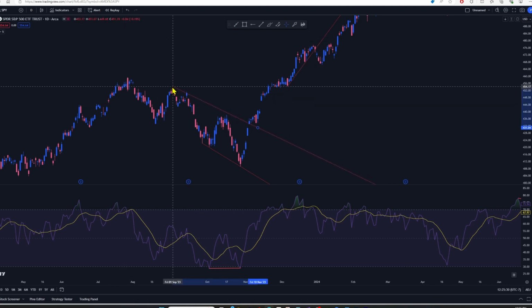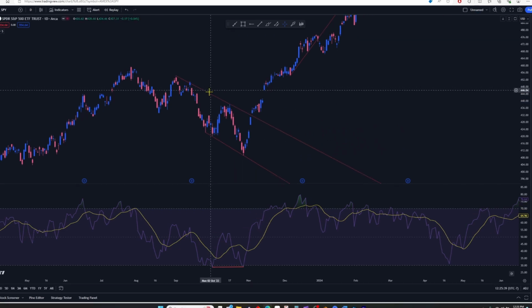Honestly, you could have done it from here. Yeah, about right there. That would have been fine. Let me bring this down here. And right as soon as we broke this trend line to the upside, we got a little flag there. And honestly, this one would have been a good entry right here on November 13th.